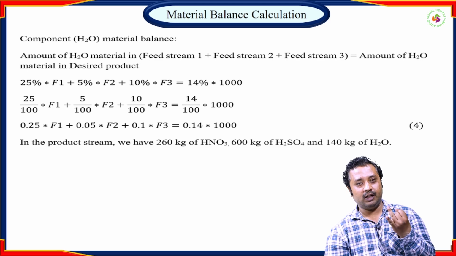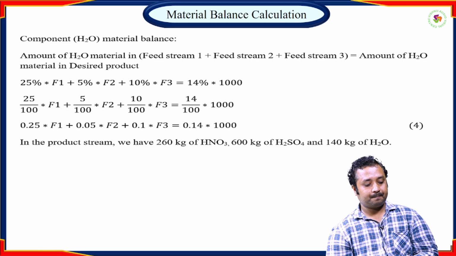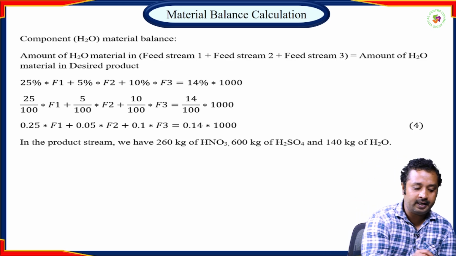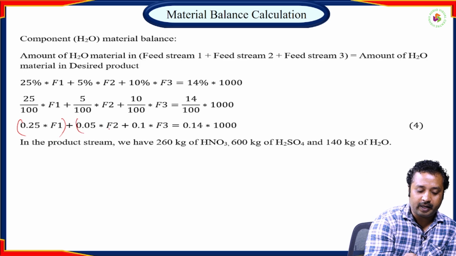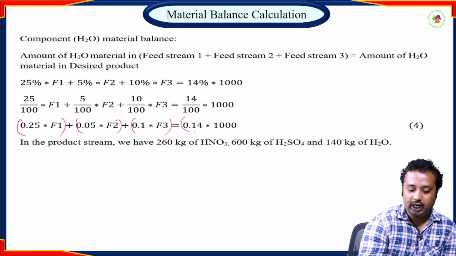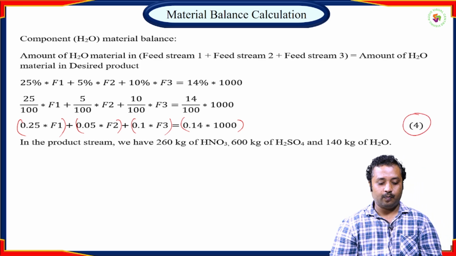Similarly, there are three components: first HNO3, then H2SO4, then water. We did the same for the H2O balance, where we have 25% water in feed 1, 5% water in feed 2, 10% water in feed 3, and 14% water in the product. That comes under equation 4.